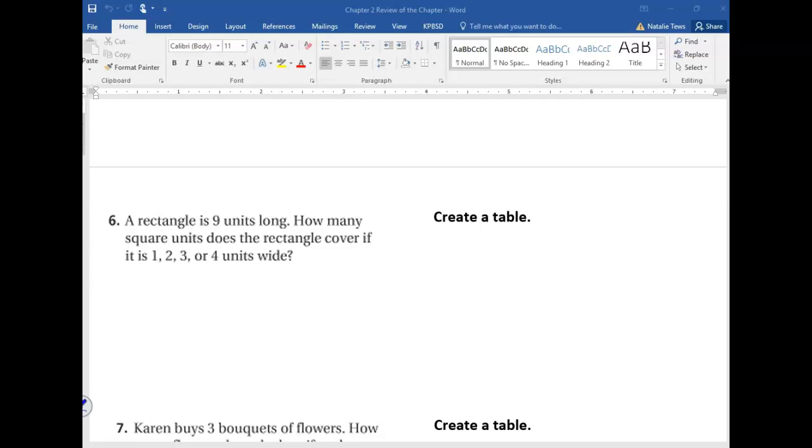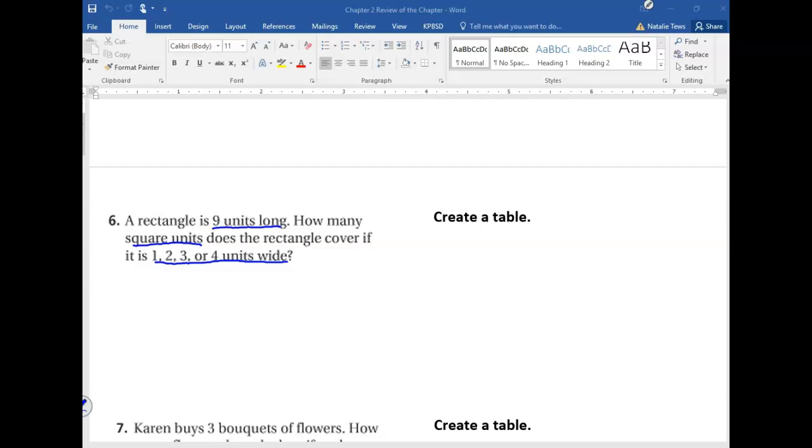Okay, so number 6 on the chapter review, it says a rectangle is 9 units long. Why don't you underline that? How many square units does the rectangle cover if it is 1, 2, 3, or 4 units wide? So when you hear square units, what are you automatically thinking? It's like a perimeter area.